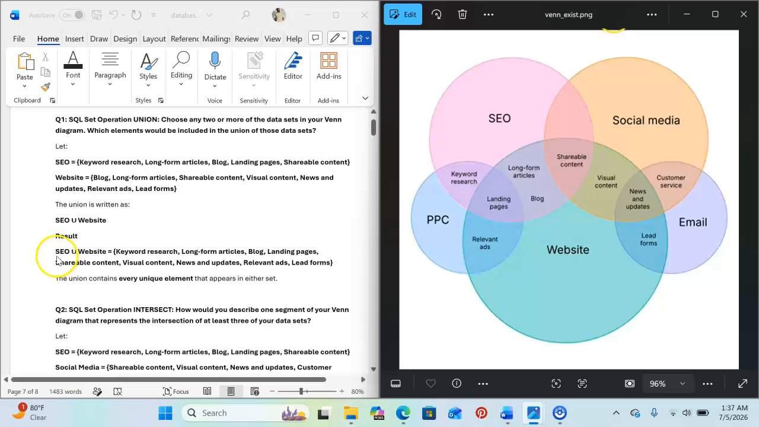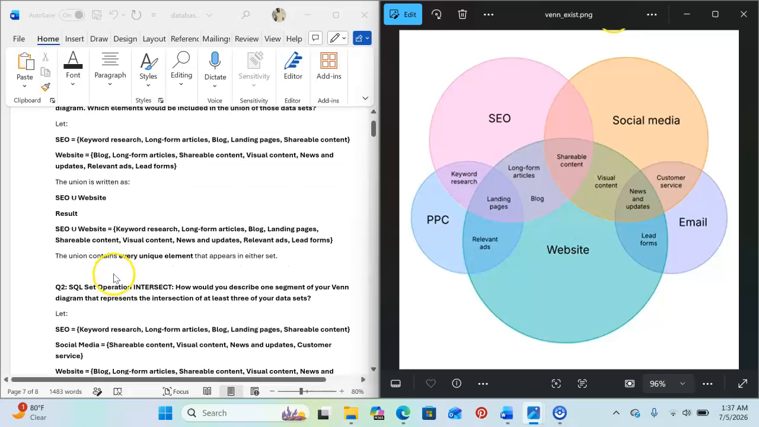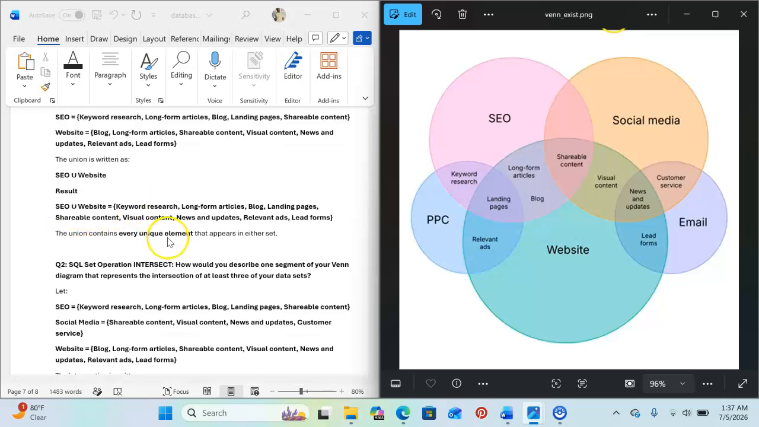If you say the union, we are talking about all members in SEO combined with all members in website. So there is no repetition of members. All the members in SEO and all the members in website have been provided here.